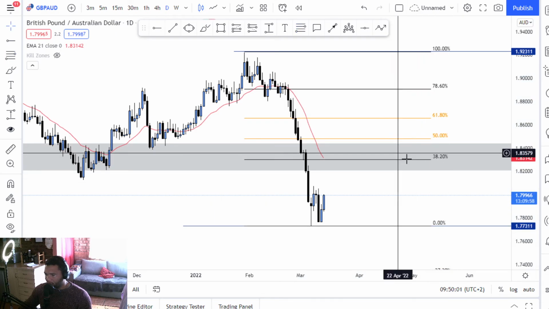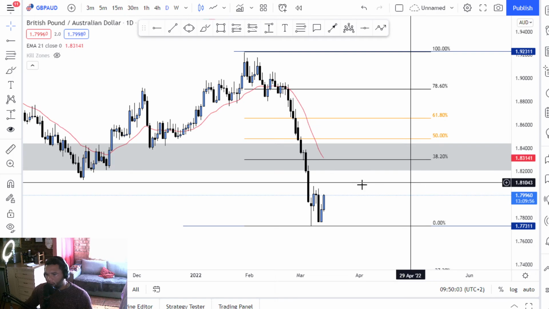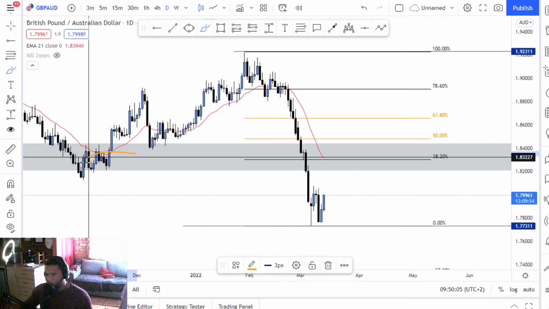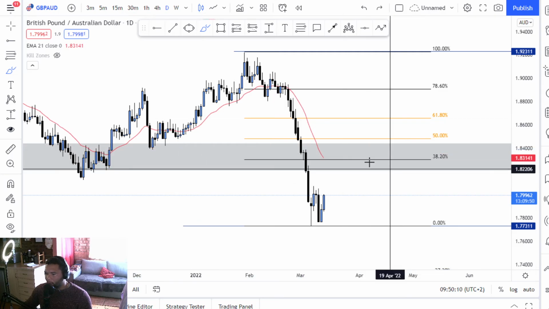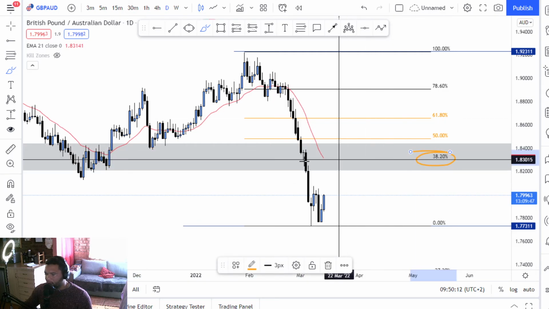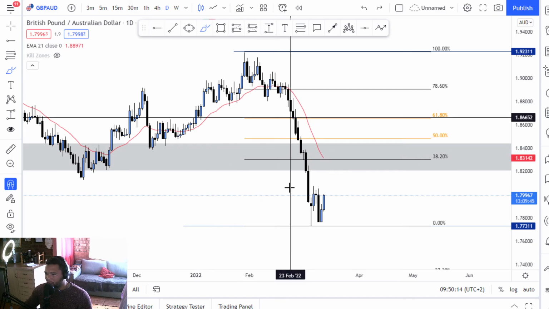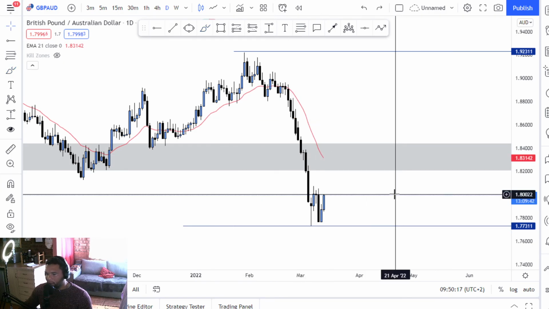That is basically what I will wait for. So we can see we have a 38% rejection. That's a great indication for us. The 38% rejection is basically aligned with this area, right? That is what we will wait for. So that is why I told you guys I will wait for price to come and tap into this area, show me some form of rejection on my 4-hour time frame, and then take this straight to the downside.